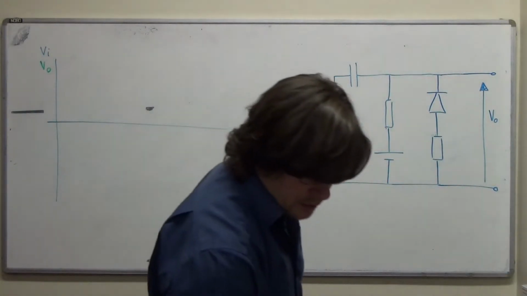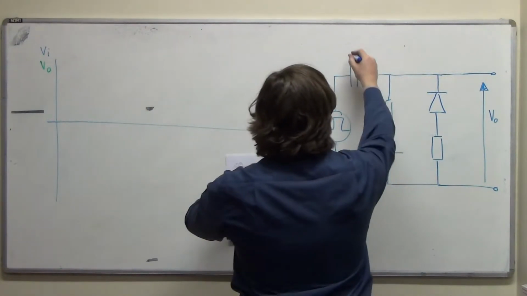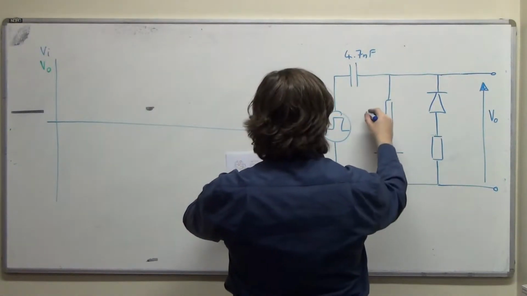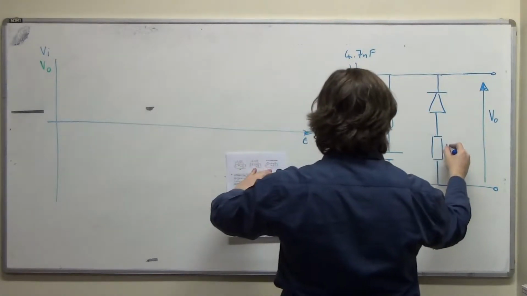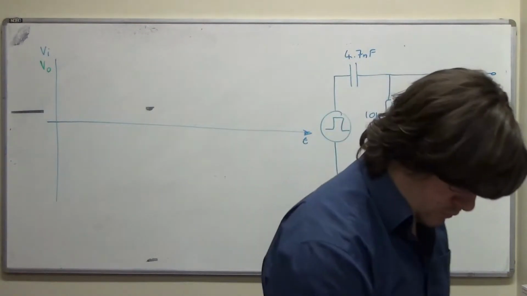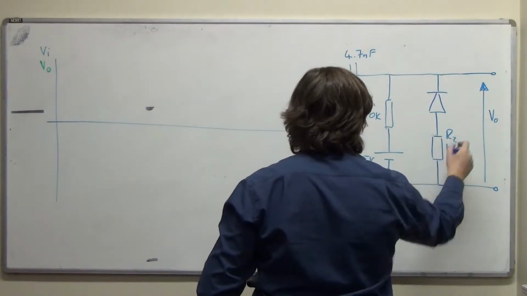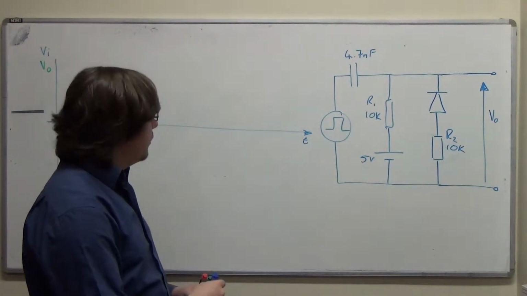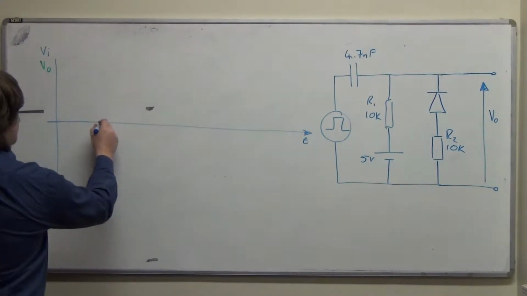And we need some values, and the values are 4.7 nanofarads for C, R1 is 10k, the voltage source is 5 volts, R2 is 10k, and that's it. So we'll label R1 and R2 as well. R1 and R2. So we've got the circuit labelled up. And we can draw out the input pulse as well.